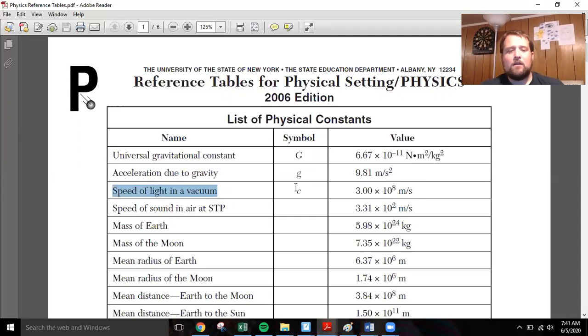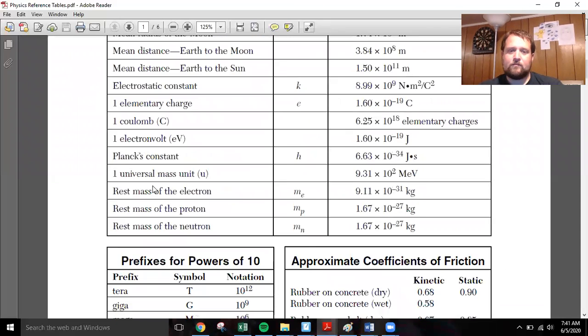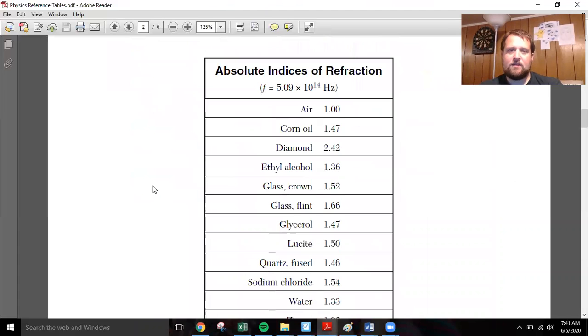So that is the speed of light in a vacuum. But on Earth, we don't live in a vacuum. We live in air and water and other materials. So as the light hits different materials, it slows down because those materials have different densities. Depending on what the particles are made up of and how tightly packed they are together, the light slows down.